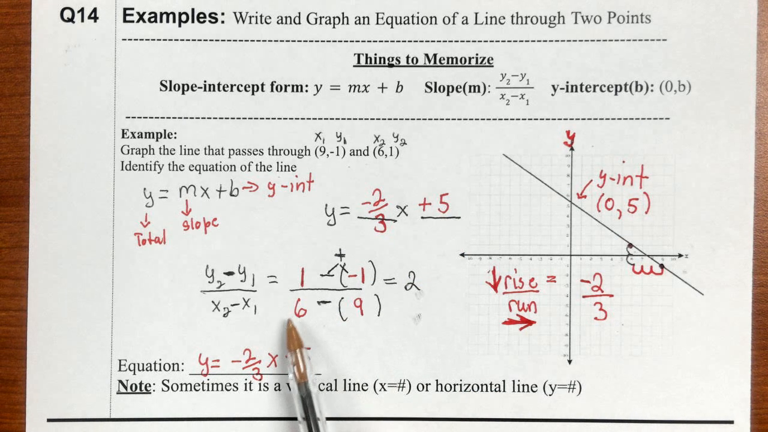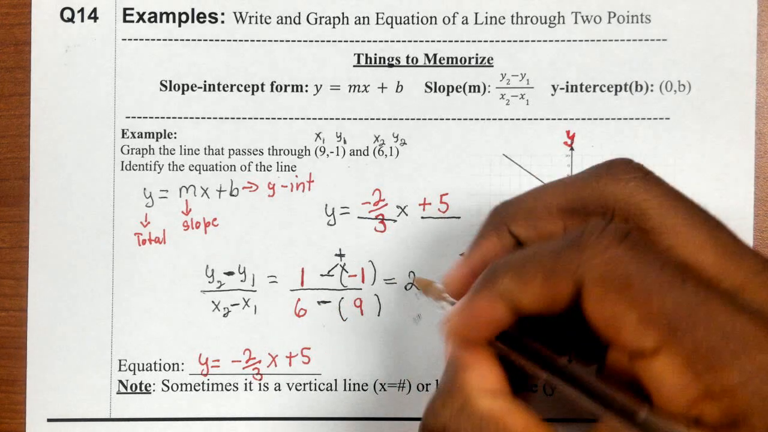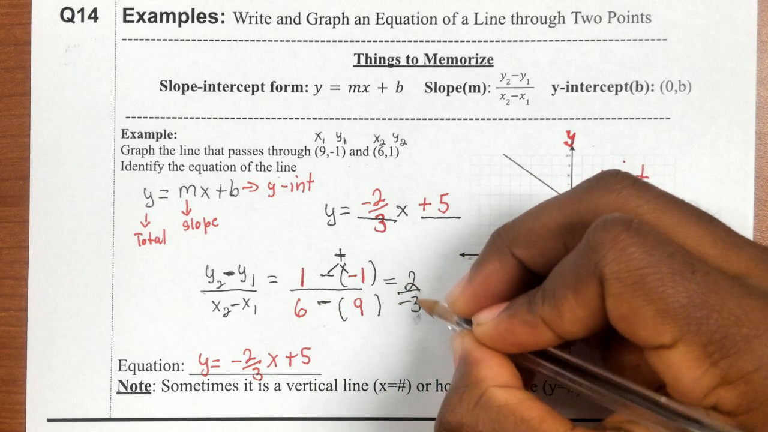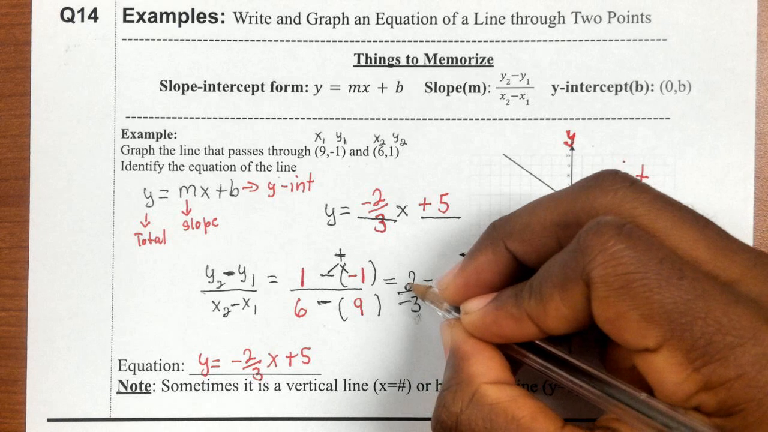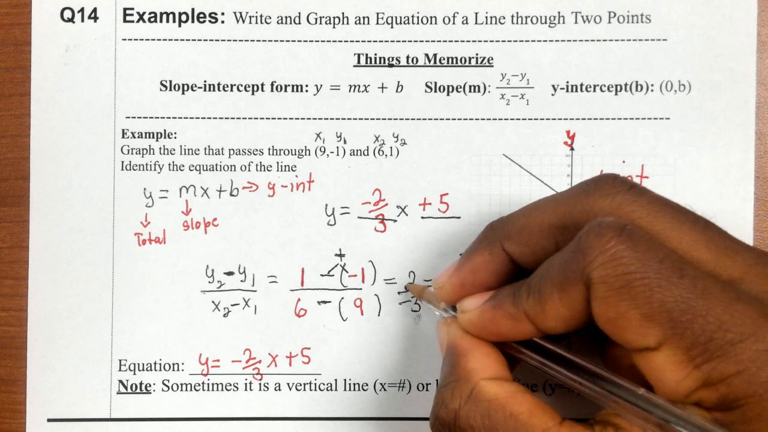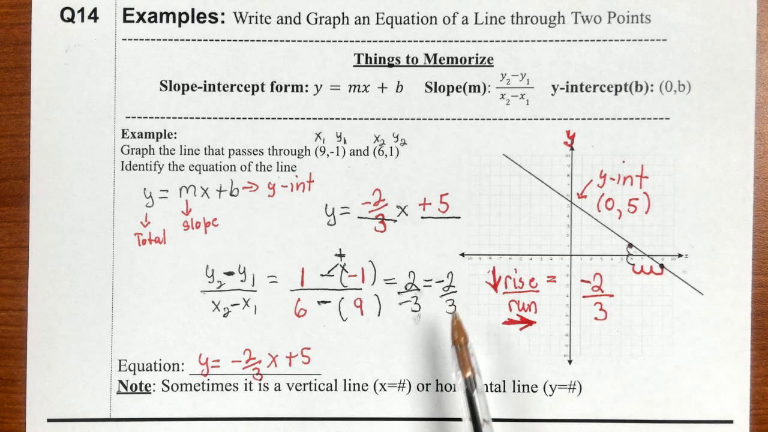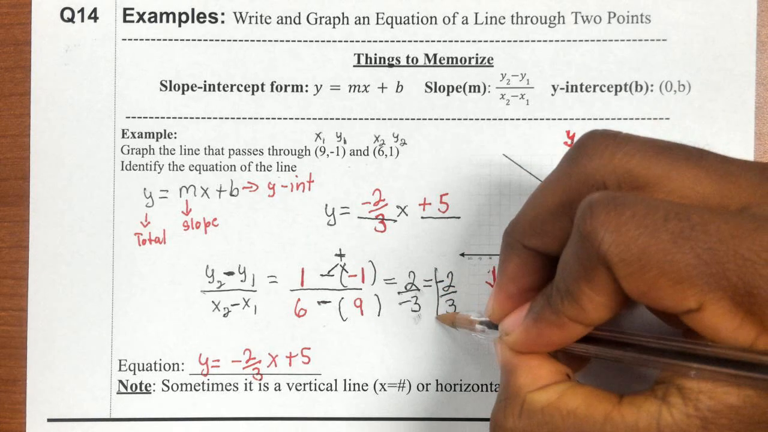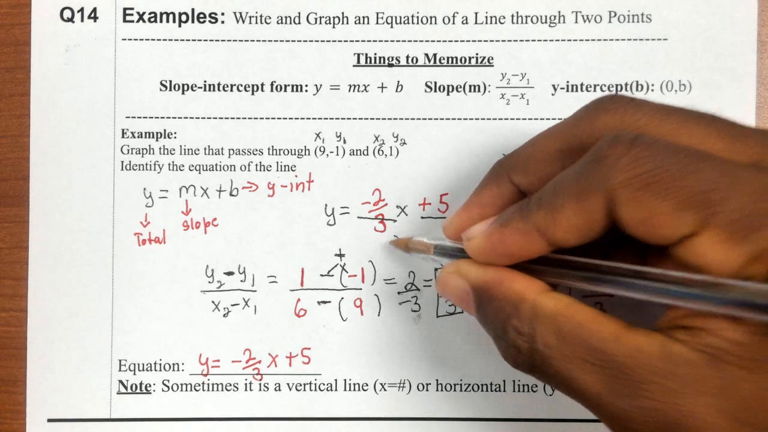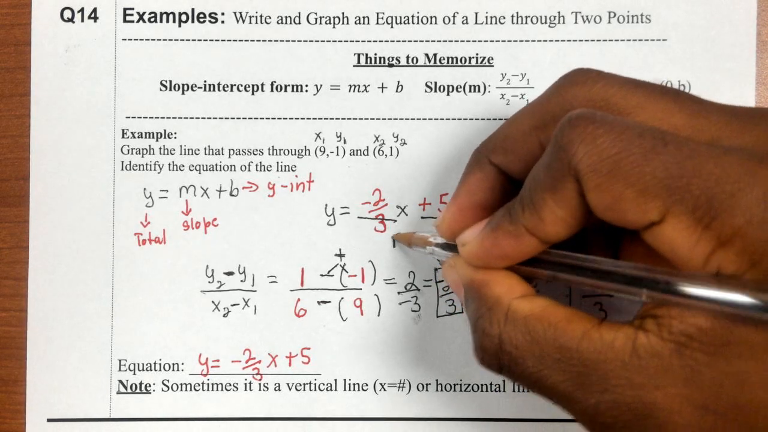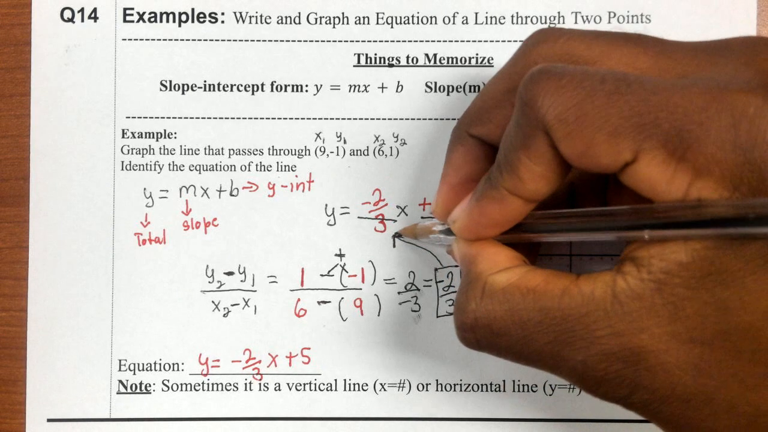We're almost there. 6, I don't see a negative right here, so 6 minus 9 is -3. A positive divided by a negative gives me a negative 2 over 3. Always only apply the negative to the number at the top. And that's how we end up getting back that slope. So that's how you utilize that formula to get that slope. But just using the graphing method would also work.